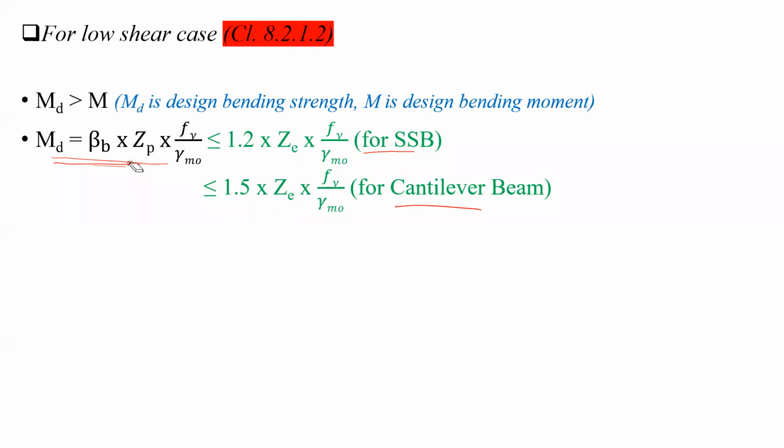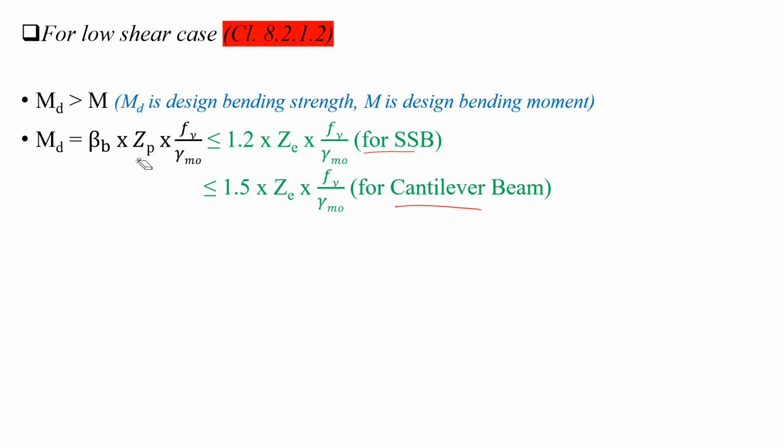Now, what is ZE here? ZE is called the elastic section modulus. You can refer to the ZE values from Annexure H of IS 800-2007. And here ZP is the plastic section modulus, which you have found out for the section. All right.